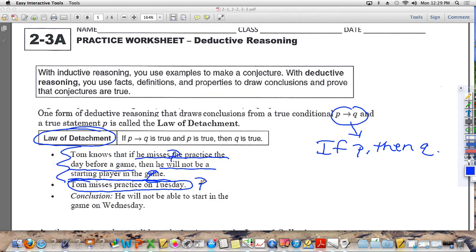That's what the law of detachment tells you, is that if you know that P implies Q, and then you get the P part, where Tom misses practice on Tuesday, then the Q part can be assumed to be true. You can assume that the Q part is true. He is not going to start the next day. All right, the next part.